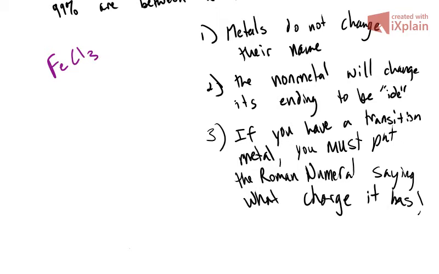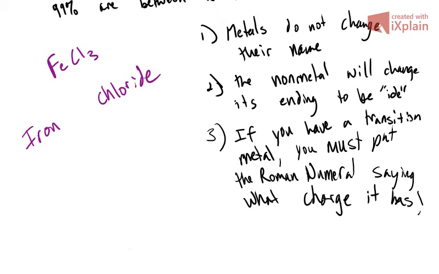Okay, it's FeCl3. Now that is iron chloride. Okay, we have our metal. The name doesn't change, it's iron, and chlorine is going to go to chloride. Okay, but this is a transition metal.